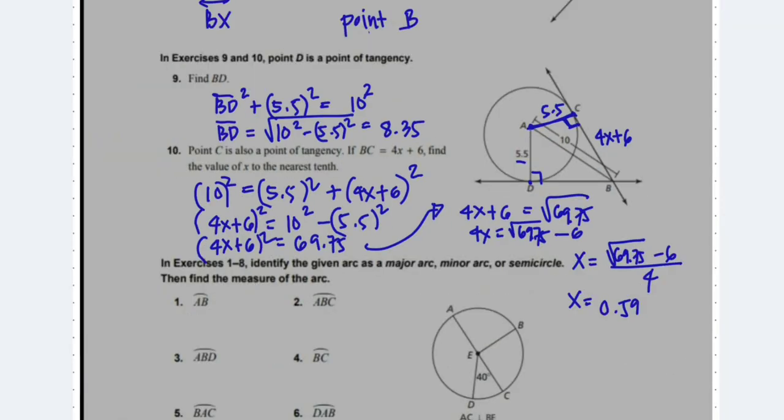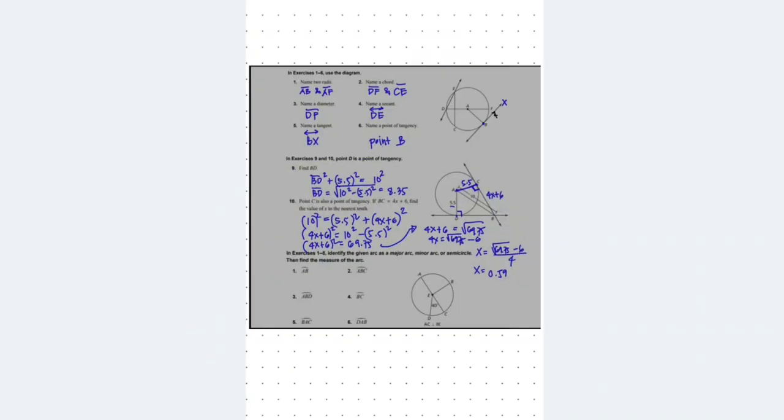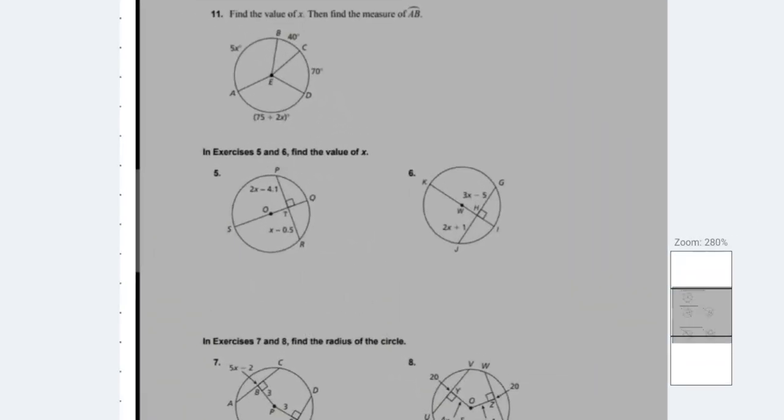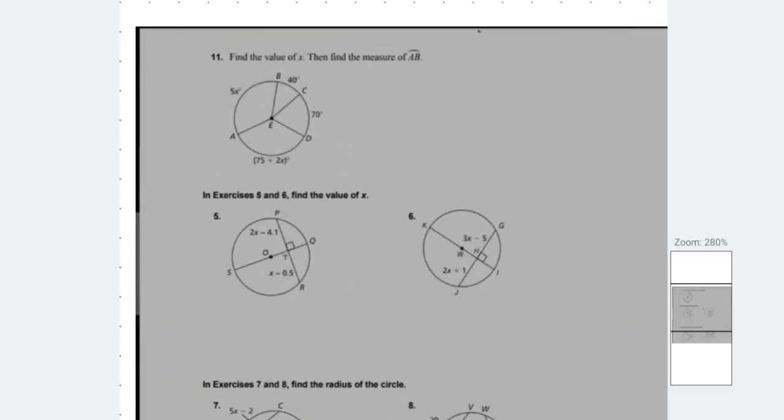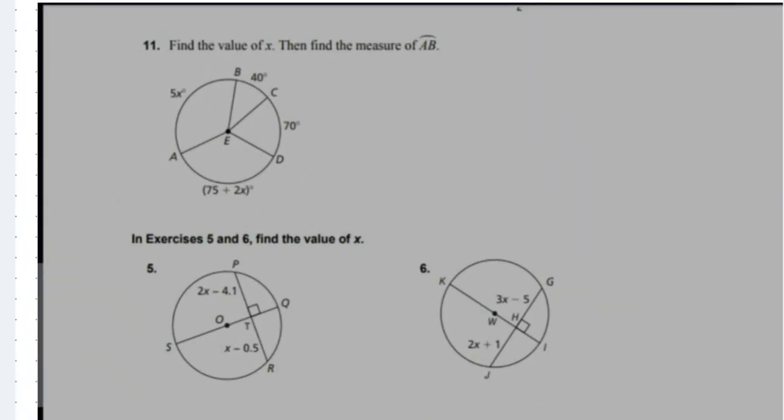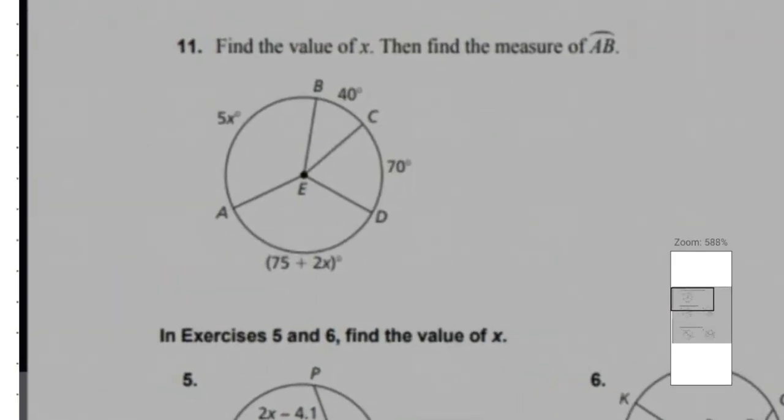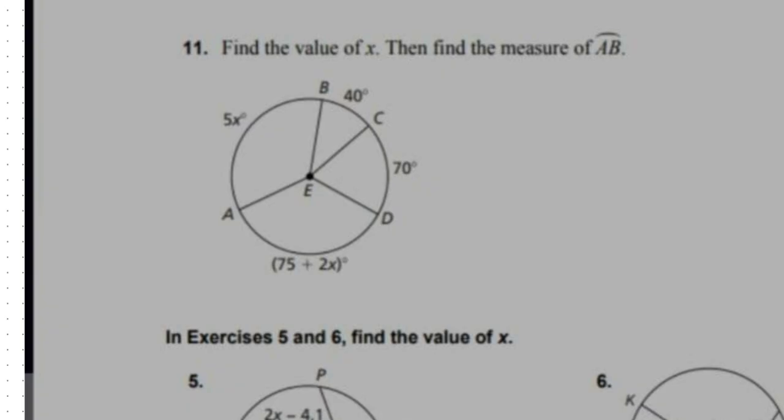Which one? We skip 1 to 8? Yeah, because I know how to do it, and I want to go to the back side. Find the value of x. Then find the measure of arc AB. The value of x, arc AB. Where is arc AB? This one. Okay, so we're given all the measures. 75 plus 2x equals 5x. Why would you do that?